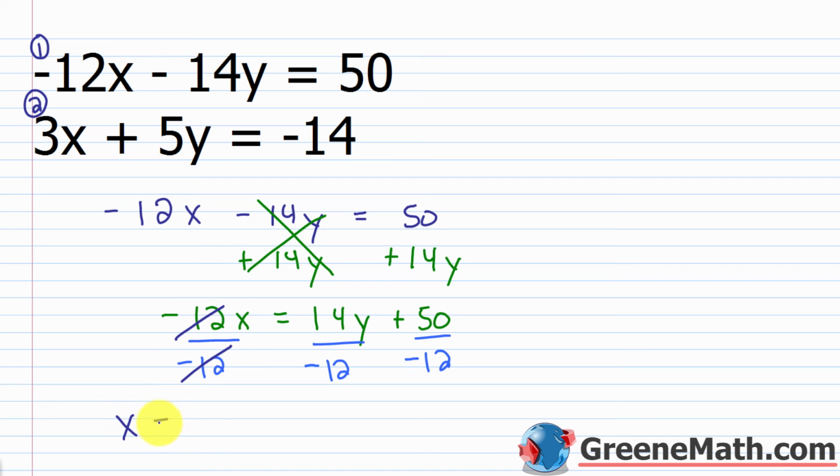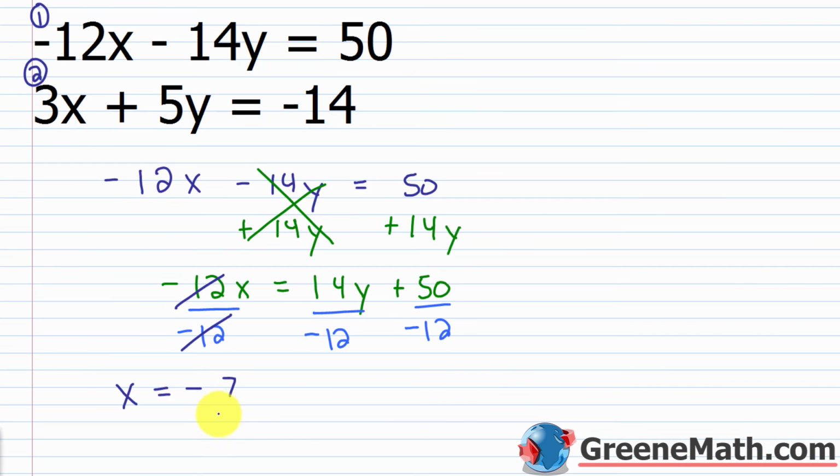We'll have x is equal to, what's 14 over negative 12? I know it's negative. They're each divisible by 2. 14 divided by 2 is 7. 12 divided by 2 is 6. So negative 7/6 times y. 50 over negative 12. I know that's negative. And they're each divisible by 2. 50 divided by 2 is 25. 12 divided by 2 is 6. So this is over 6. Now 25 is 5 times 5. 6 is 3 times 2. So nothing else I can do there.